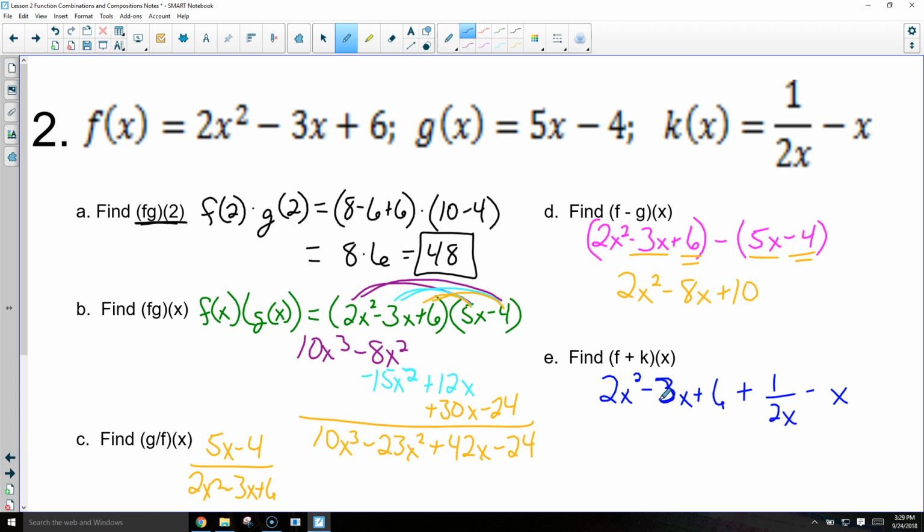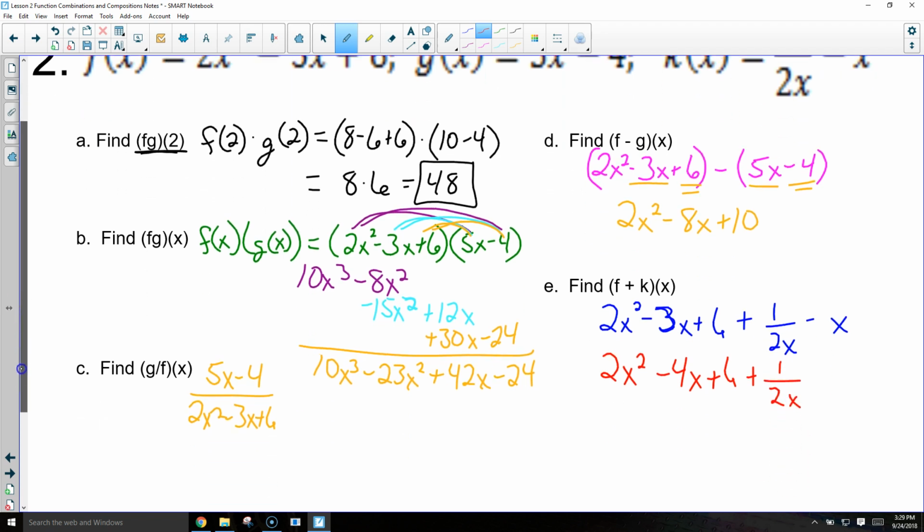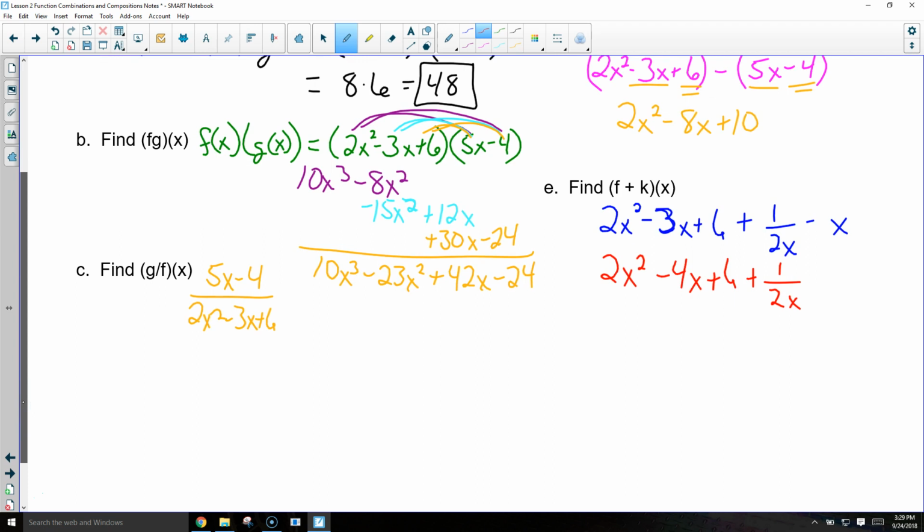So for this one, because we're in pre-calc, we can't leave it in this ugly form. I could rewrite it as 2x squared minus 4x plus 6 plus 1 over 2x. But I really want to get a common denominator on everything. So I need to multiply each one of these.